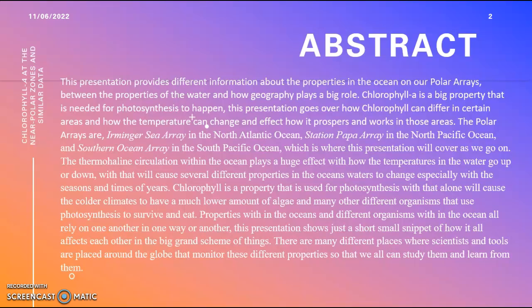The thermohaline circulation within the ocean plays a huge effect on how the temperatures in the water go up or down. With that will cause several different properties in the oceans to change, especially with the seasons and the times of years. Chlorophyll is a property that is used for photosynthesis. With that alone will cause the colder climates to have a much lower amount of algae and many other different organisms that may use photosynthesis to survive and eat.